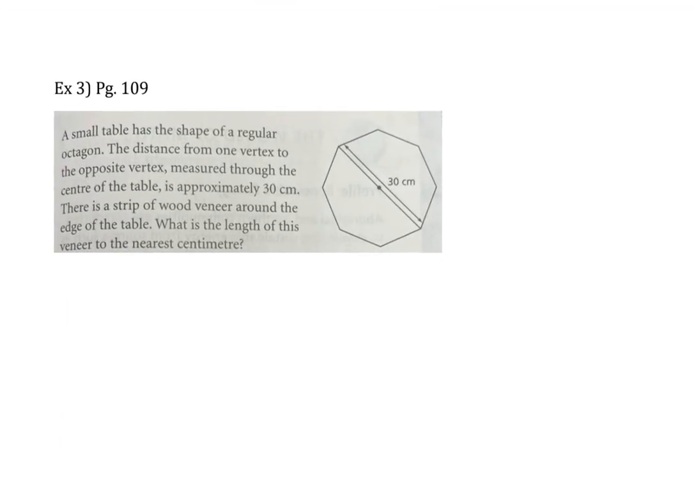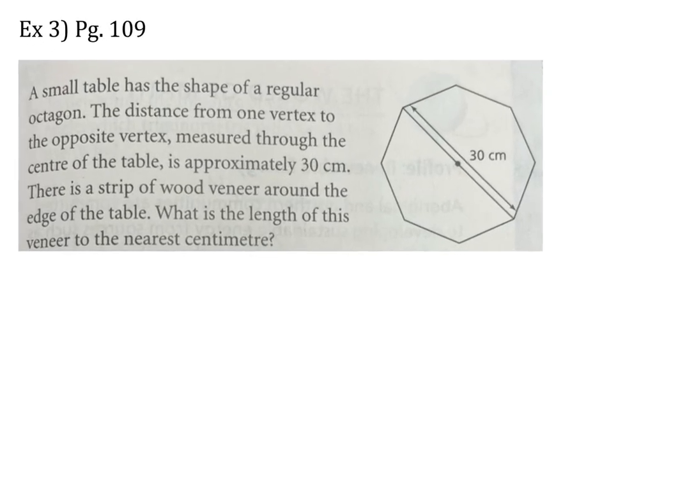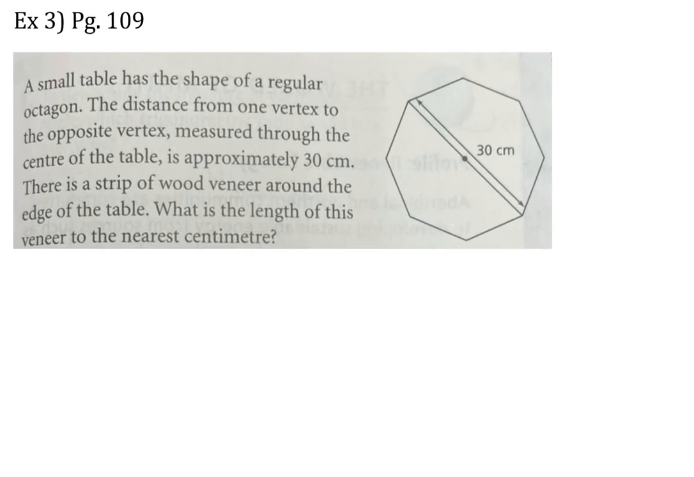Okay, this is a little bit tricky, and I'm going to draw triangles multiple times to try to explain how to do this. So, a small table has the shape of a regular octagon. The distance from one vertex to the opposite vertex measured through the center of the table is approximately 30 centimeters. There is a strip of wood veneer around the edge of the table. What is the length of the veneer to the nearest centimeter?